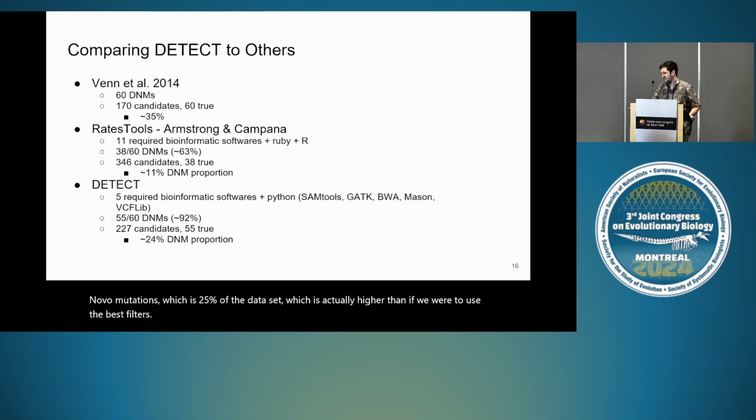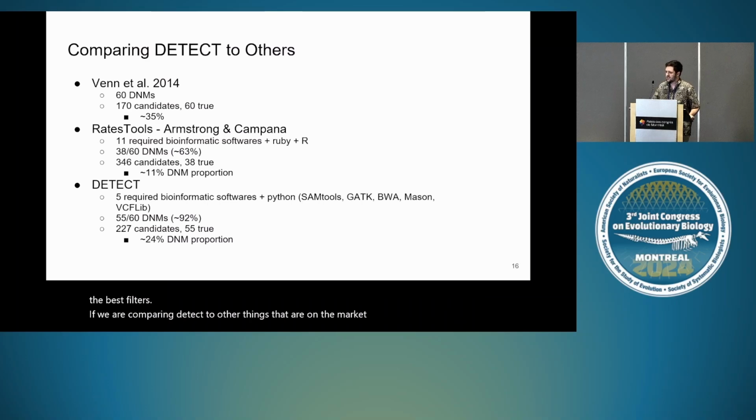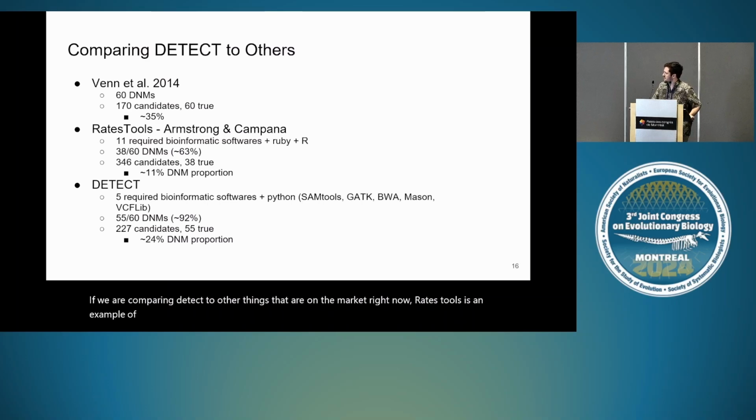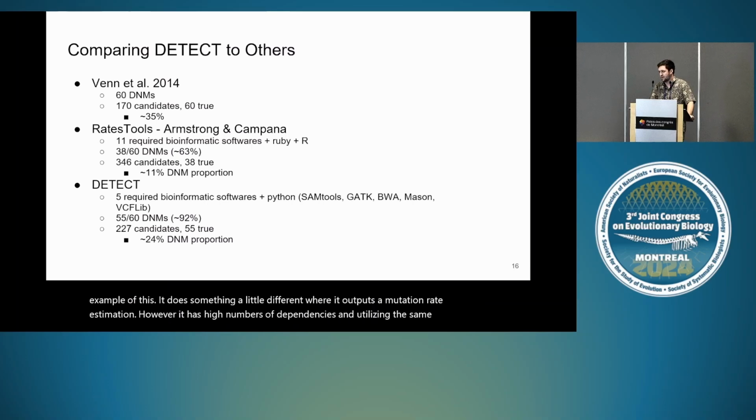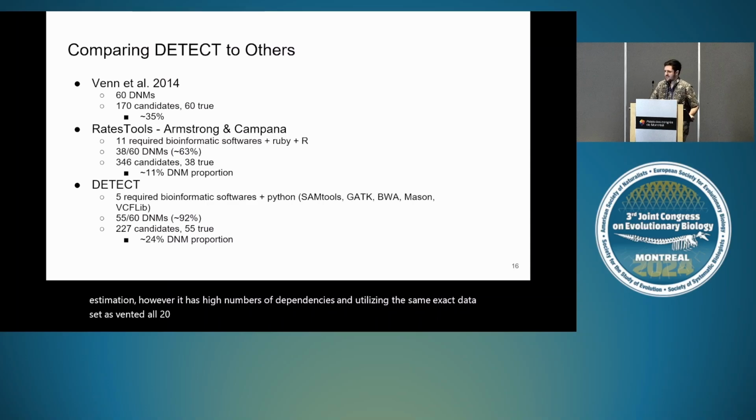If we were comparing detect to other things that are on the market right now, RatesTools is an example of this. It does something a little different where it outputs a mutation rate estimation. However, it has high numbers of dependencies, and utilizing the same exact data set as Venn et al. 2014, they actually only recovered 63% of the DNMs, with 11% of the DNMs making up the final candidate list. However, in Detect, we only have five required bioinformatics softwares. We recover 92% of the DNMs, and we have almost double the DNM proportion in the final candidate sites. So not only is this effective at isolating it, it's also competitive with other tools that are doing similar things.